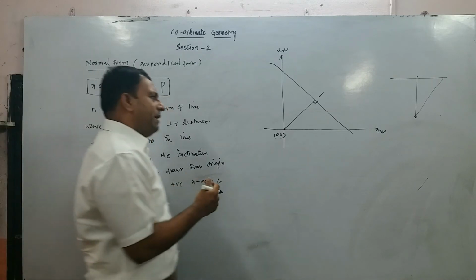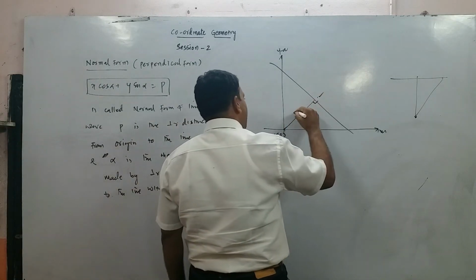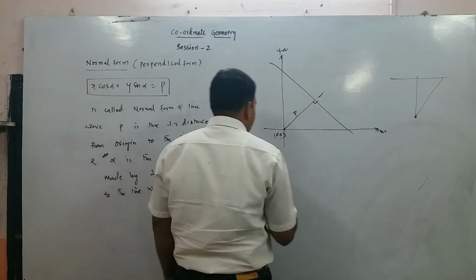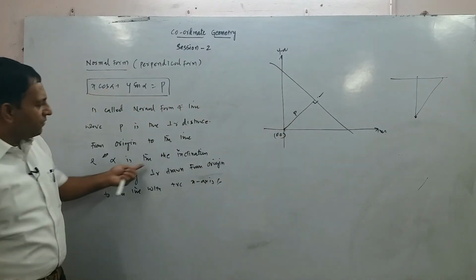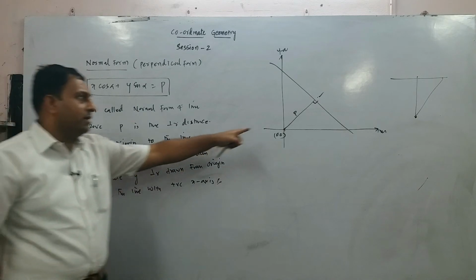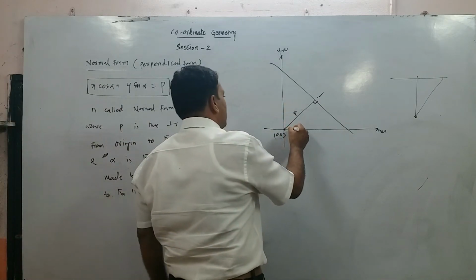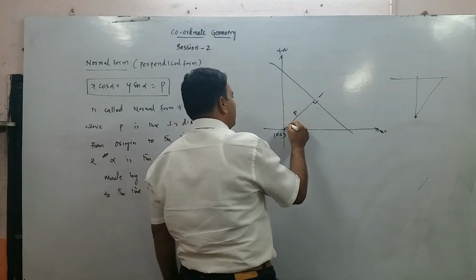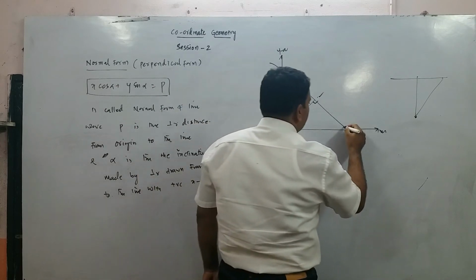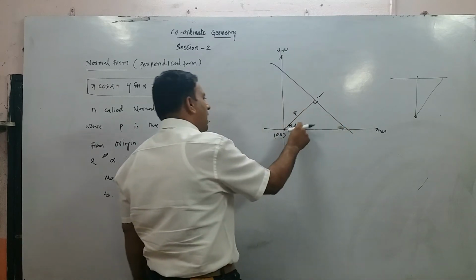So it is also called perpendicular. So this is a perpendicular and this length is what? P. And what did I say alpha is? Alpha is the inclination made by the perpendicular with positive x-axis. So this is alpha, right? Many people will think that this is alpha. This is not alpha. Here the alpha represents this.